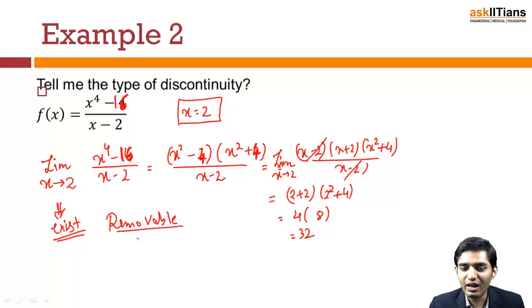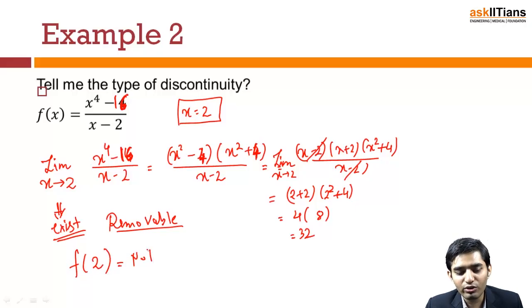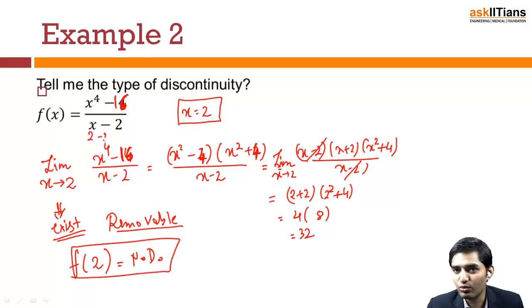Now in removable type, whether it is a missing point or an isolated point, for that we will have to check the value of the function. So what is the value of the function? f of 2 will not be defined, right? Because the denominator will go to 0. If I write down f of 2, that means this will become 2 minus 2. So the denominator will go to 0, right?